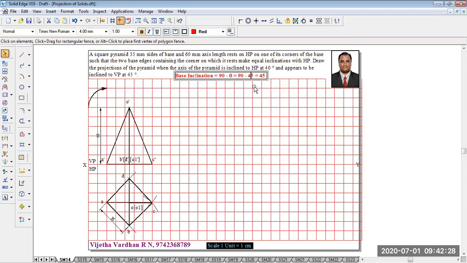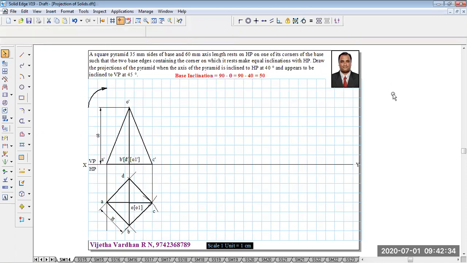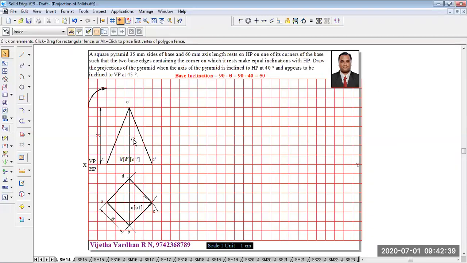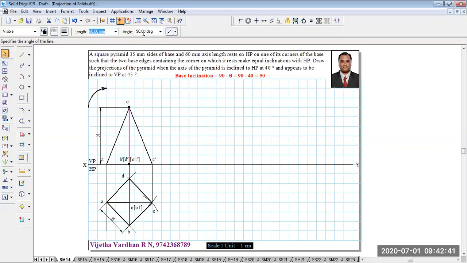So here there is a small mistake. Now the base inclination is supposed to be taken as 50 degree. Now with respect to the base inclination as 50 degree, if you are going to start it, then the axis, which is now perpendicular, will become inclined to HP at an angle of 40 degree. Now let me show you how to do the same.